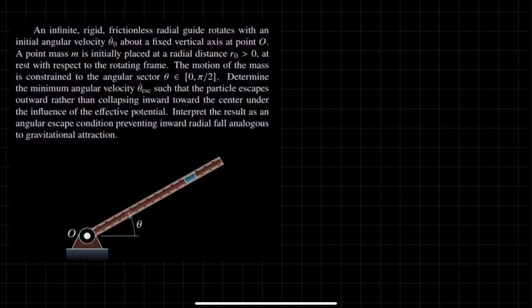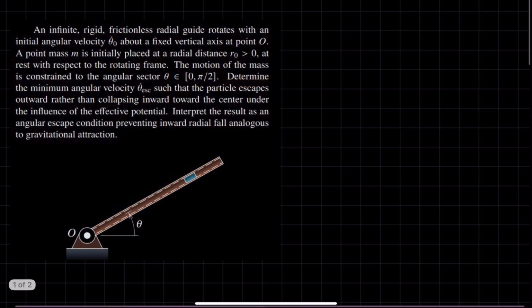Well, at first we have an infinite rigid bar, frictionless, that rotates with respect to this point. Inside the bar we have a mass that can go outward or inward, but that depends. That's the question. We have to determine the minimum constant angular velocity that makes the mass go outward.